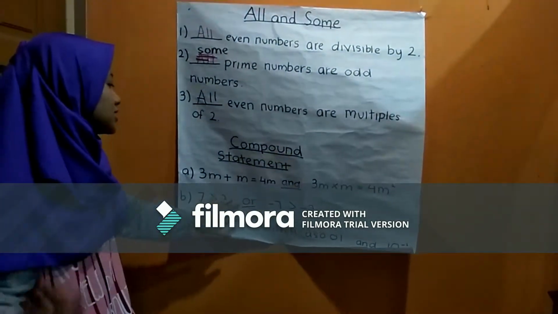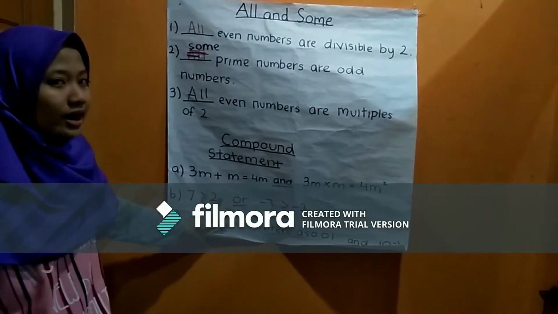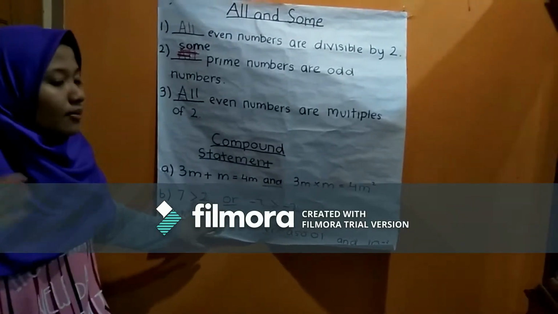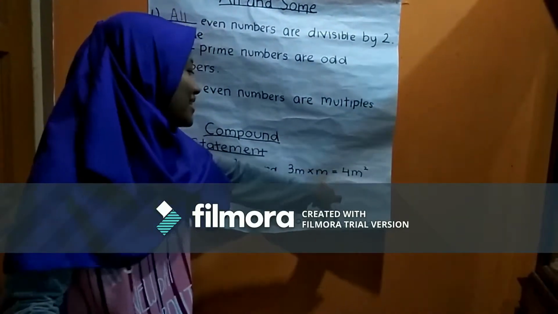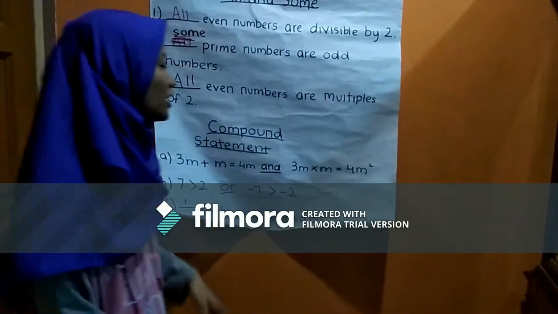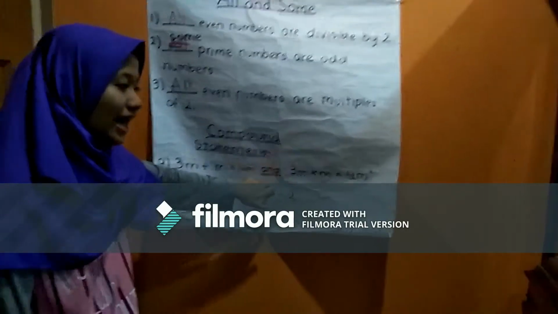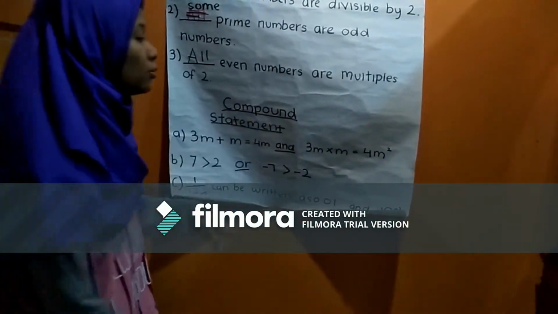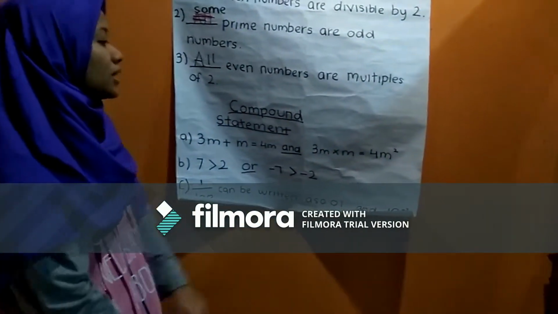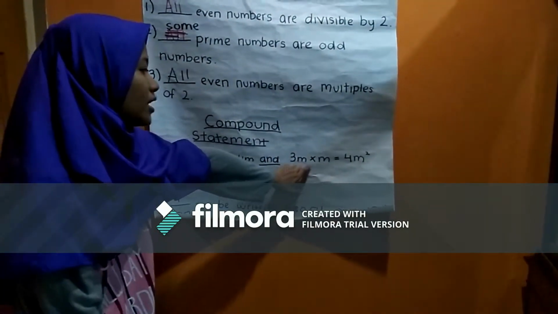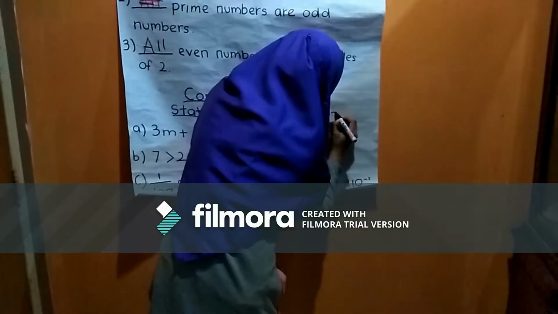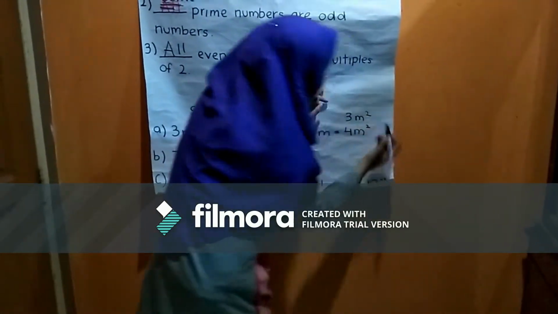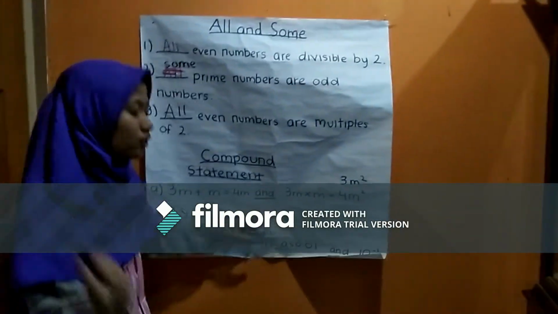For the first question, it says that 3m plus m equals 4m and 3m multiplied by m is equal to 4m squared. Because we use the word and, in order for it to be true, both statements have to be correct. But as we see here, 3m multiplied by m is actually equal to 3m squared. Therefore, this statement has a false value.